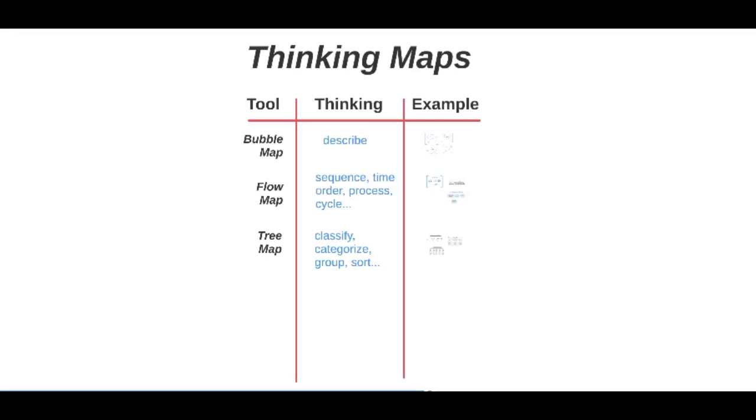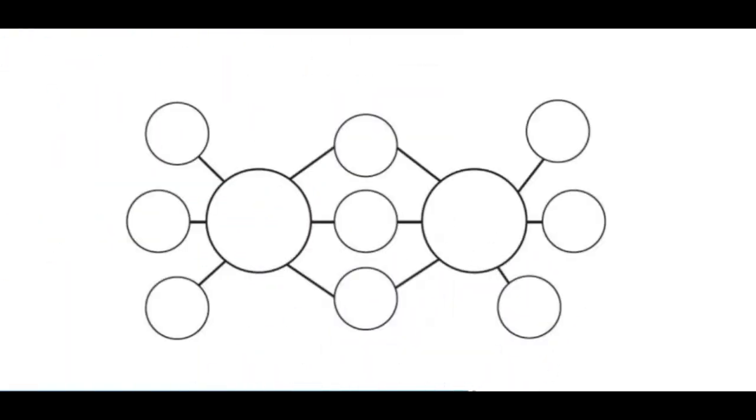The next map we're going to go over is called a double bubble map. And this is a map that's used for comparing and contrasting. So here's what it looks like. You've got two big bubbles, one on each side, and then you've got some bubbles in between them and some bubbles behind on each side of them.